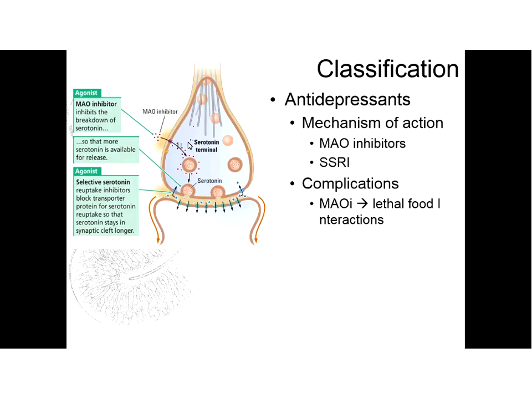SSRIs are the next generation, which don't have those lethal combinations with certain food items. SSRIs are selective serotonin reuptake inhibitors. They prevent serotonin from being reabsorbed presynaptically. That means there's more serotonin available in the synapse, and it can bind more and have its effect postsynaptically. So that's another way we can enhance neurotransmission within the serotonergic system.